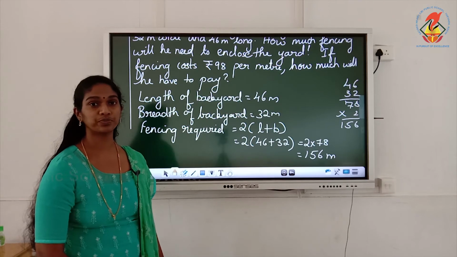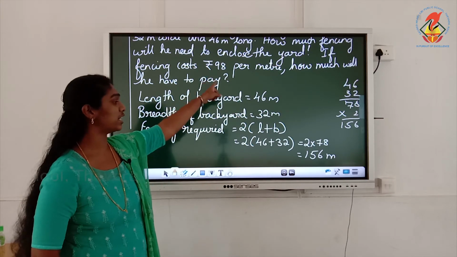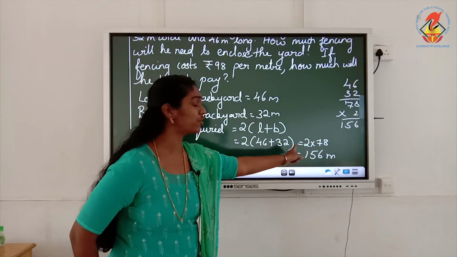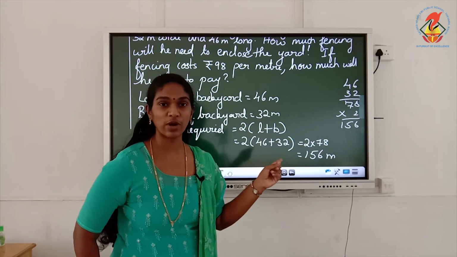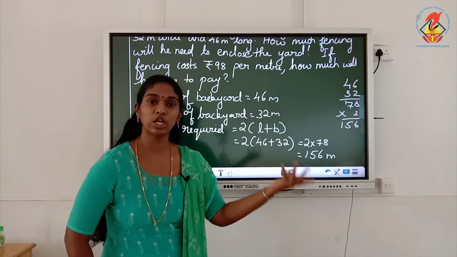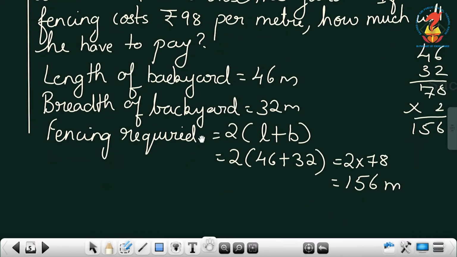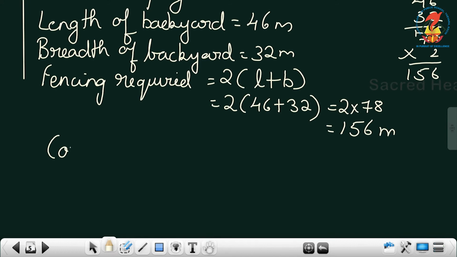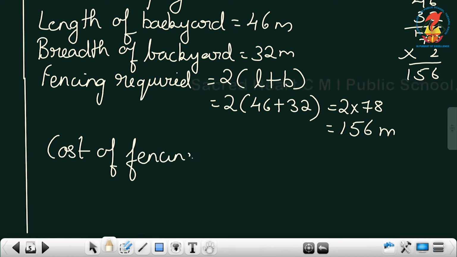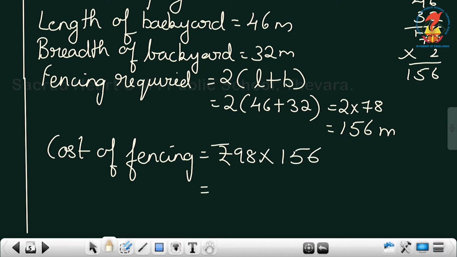What should you do? For 1 meter the cost is 98. So, what is the cost of fencing 156 meter? They gave you for 1 meter and are asking you for more. What should you do, children? You have to multiply. So, we will write the statement. Cost of fencing, rupees 98, that is for 1 meter, into how many meters we are having? 156 meter. So, 156 into 98. You will multiply and see.